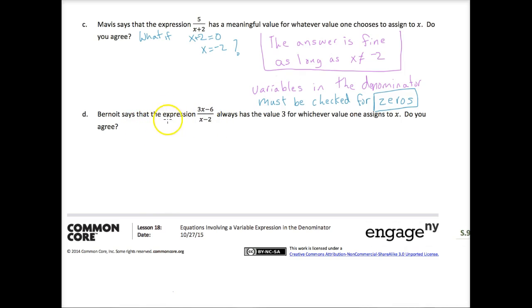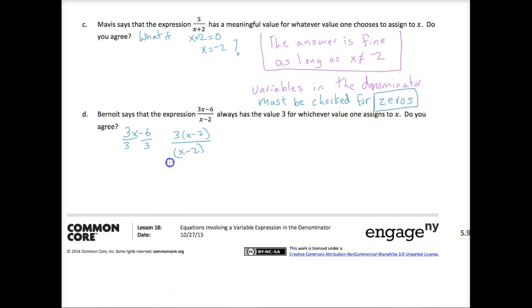So Bernoulli says the expression 3x minus 6 divided by x minus 2 always has the value of 3 for whichever value one assigns to x. Do you agree? Well, let's examine what Bernoulli was probably thinking. He probably saw 3x minus 6 and thought, I could pull a 3 out of both parts of this one, and I would get 3 times x minus 2, and that would be over x minus 2, and that would be all good.